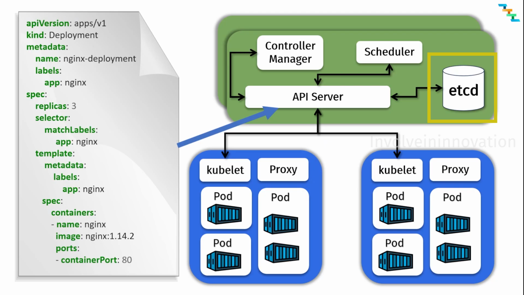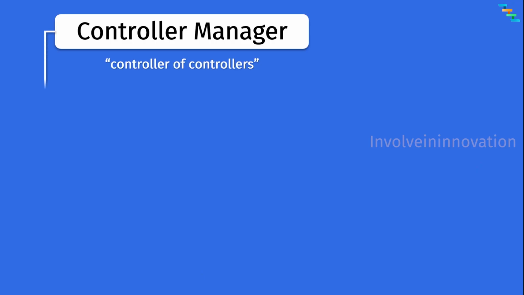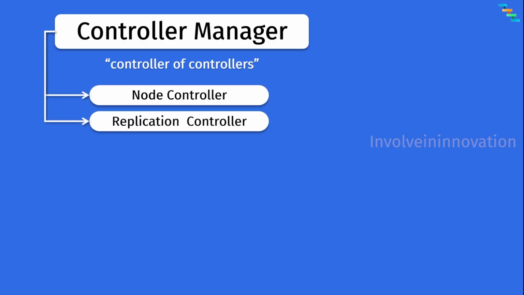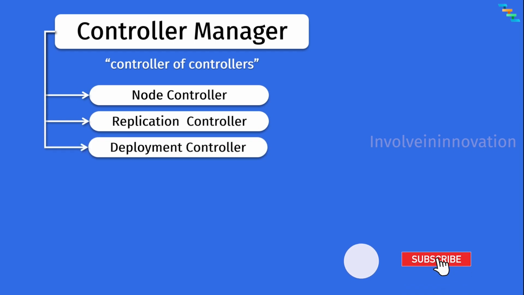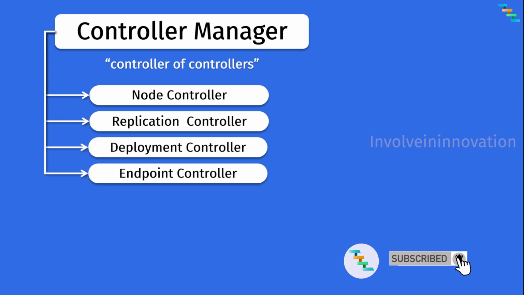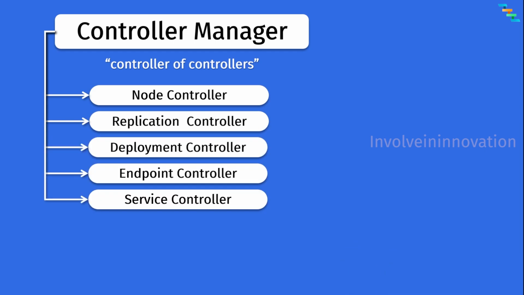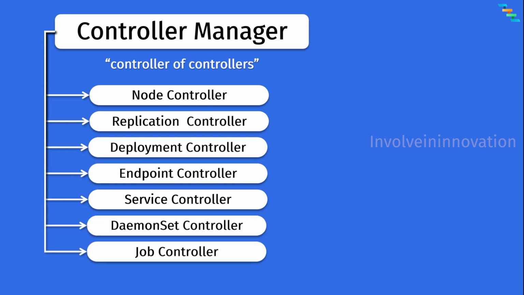Next, we will see the controller manager. The controller manager runs various controllers to manage the state of the cluster. Each controller is responsible for ensuring that the desired state of a particular resource matches the actual state in the cluster. The controller manager is essentially the brain behind many of the operations that keep the Kubernetes cluster running smoothly.